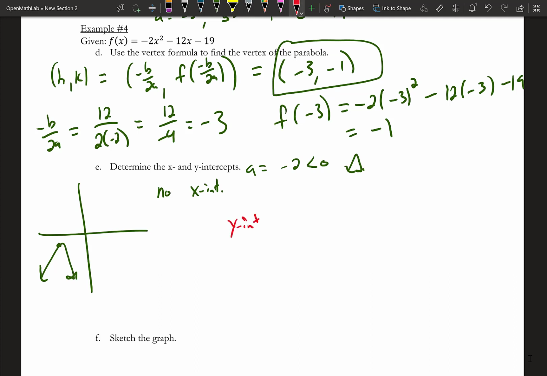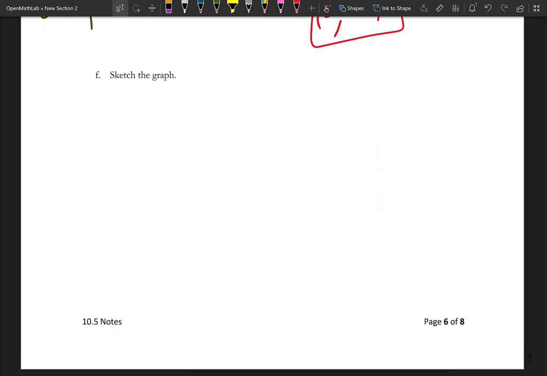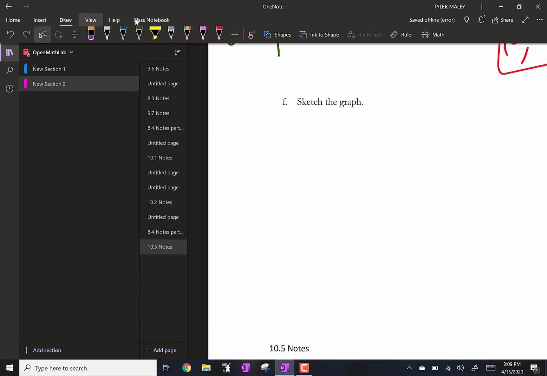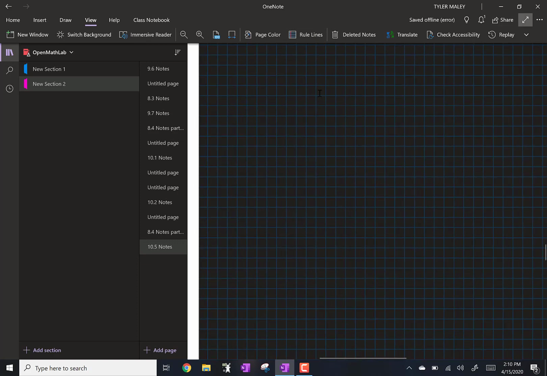And then in terms of the y-intercept, we just want to look at f of 0. Well, f of 0 is always going to be equal to c, right? So that's going to be equal to -19. So the y-intercept is 0, comma, -19. Then in terms of getting a rough sketch of the graph, I think for this one, I'll use some graph paper. All right, so I'm just going to come off to the side and use some graph paper.